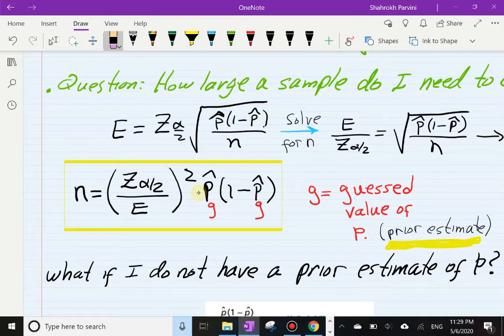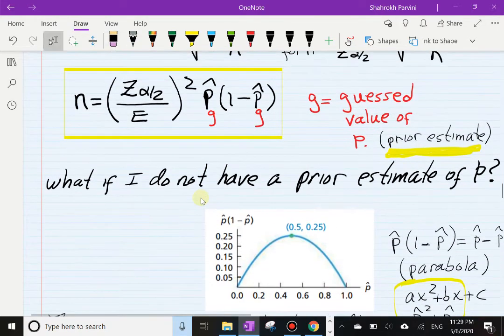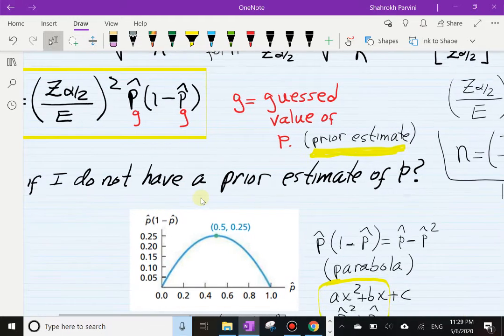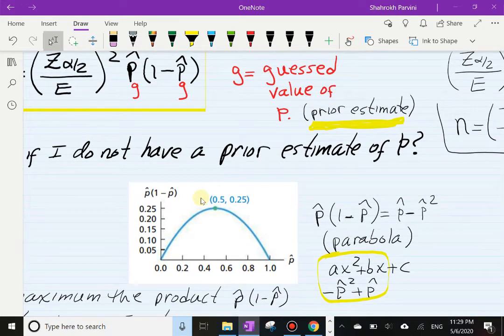So what if I don't have a prior estimate, which is the question I have directly in front of you? What if I don't have a guess? Well, not having a prior estimate, we're going to look at the mathematics of how p hat times 1 minus p hat works. Taking you back to your algebra days, if you multiply p hat times the binomial, we get p hat minus p hat squared, and that is this expression right in here.